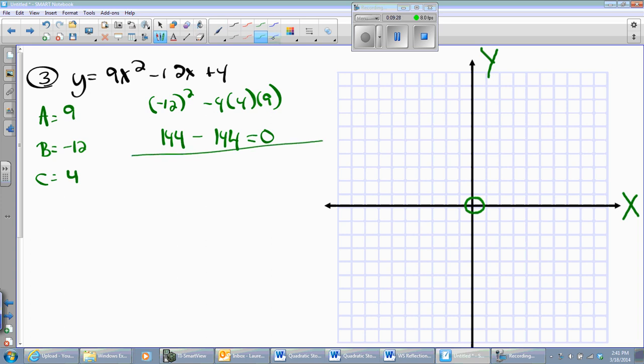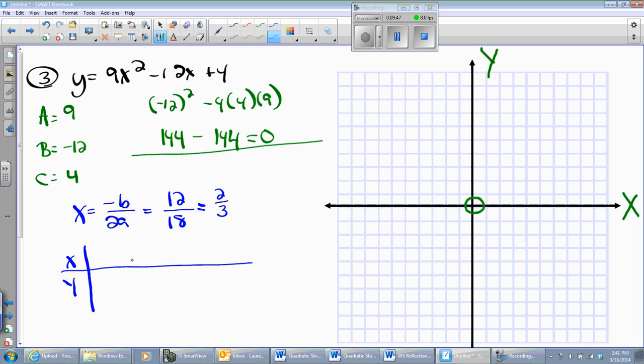All right, so I know I'm going to go look for my vertex, right? I'm going to do x equals the negative of b over 2a. Well, the negative of b is 12. 2a is 18, and I believe that's 2/3. Now I don't need to find the y-coordinate. I know it. How do I know it? Well, because there's only one solution, the parabola is sitting on the x-axis. It's sitting where x is 2/3. Let me put my axis of symmetry in.